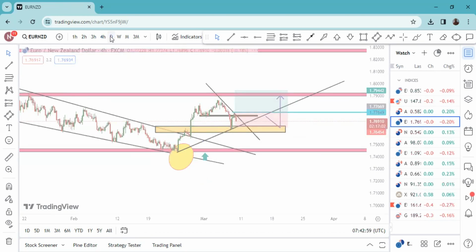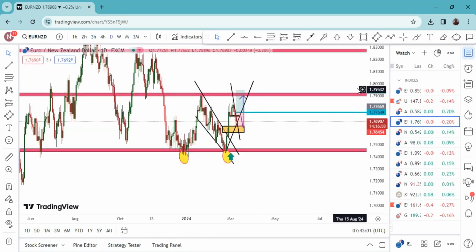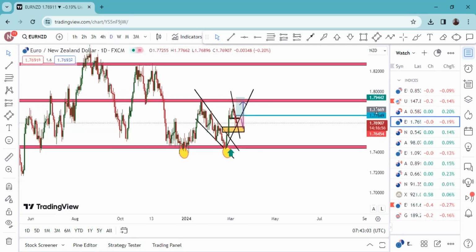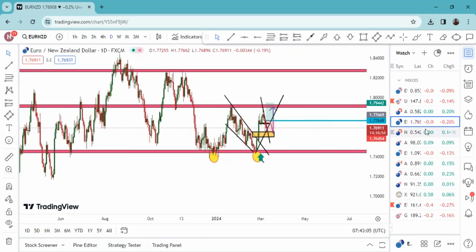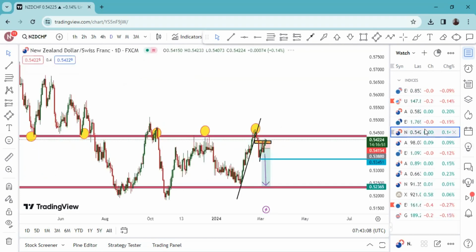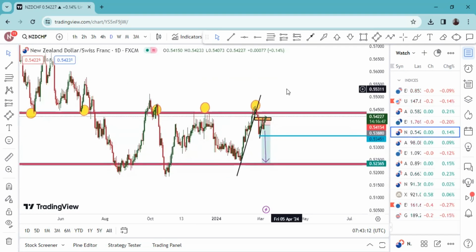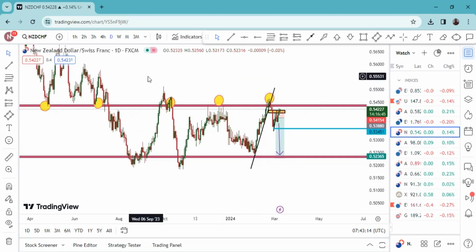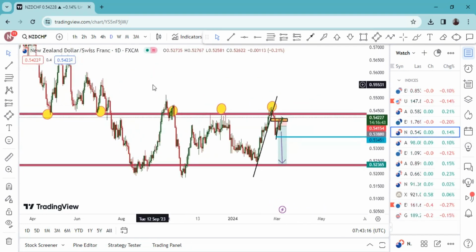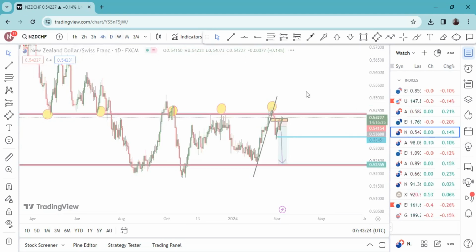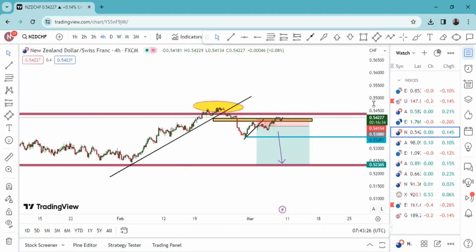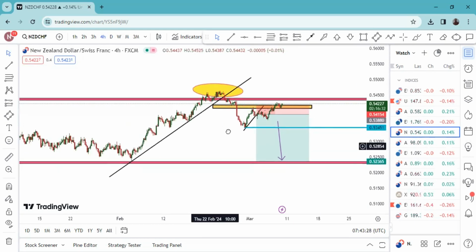So the next pair that I also want to do some analysis on is this one, NZD CHF. NZD CHF took me out, but it was on a good level because you can see this was a support, resistance, and resistance. So this is how I do it.